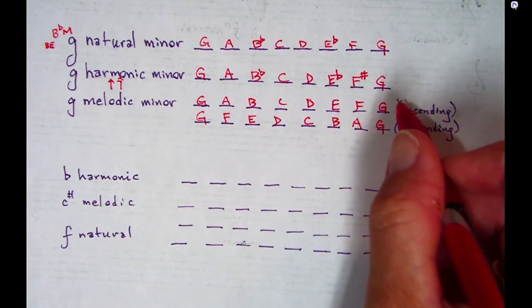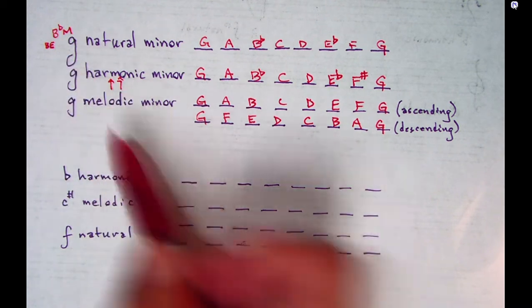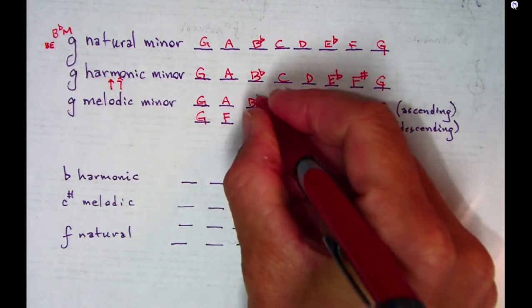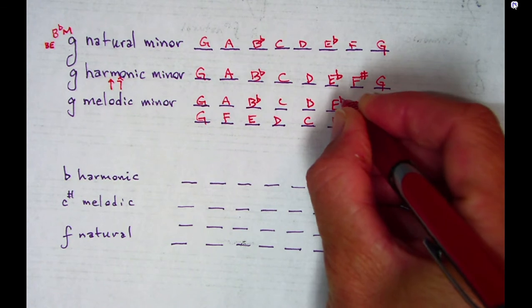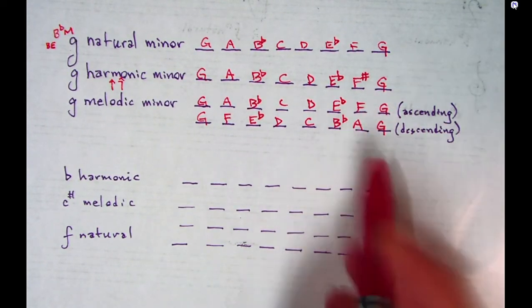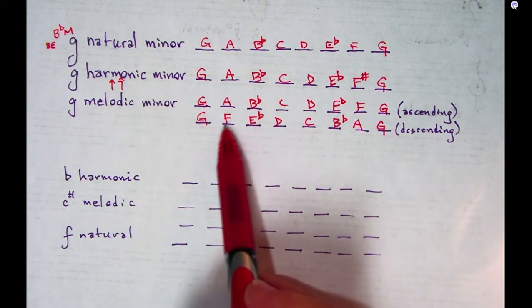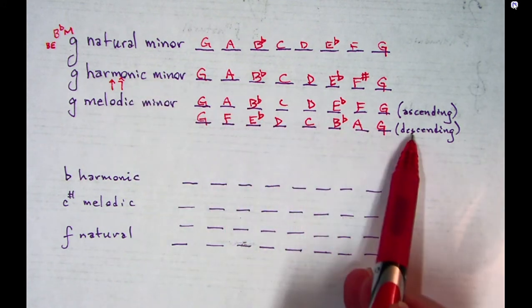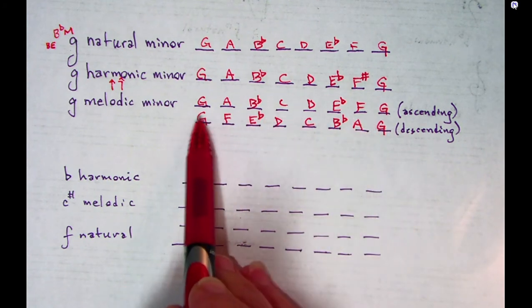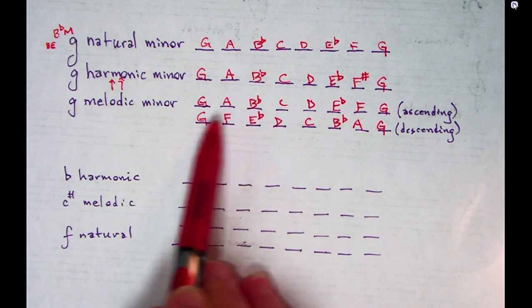Now I'm going to do the same thing. I'm going to go to its relative major, B flat major. I'm going to put a flat beside all the B's and all the E's, both ways. Now, the descending version of a melodic minor scale is exactly like the natural version. So that is the answer for the descending. It just has your natural look to it.